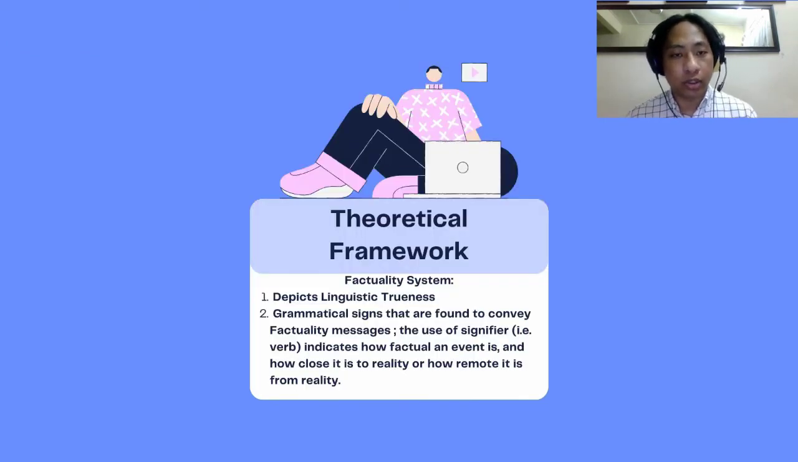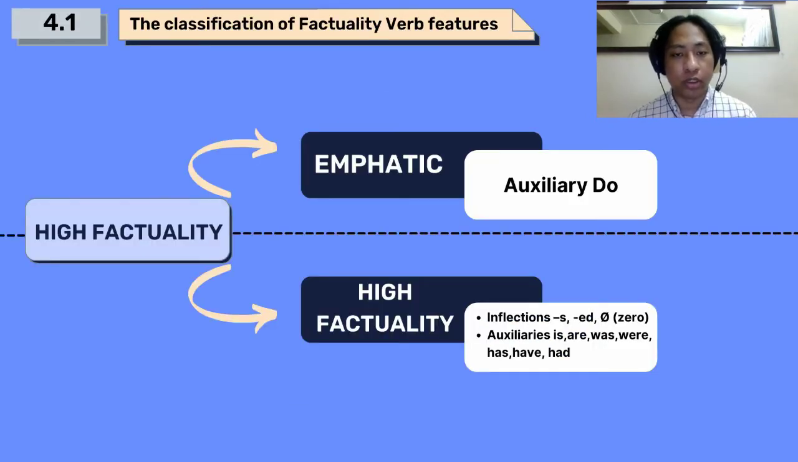Now, our main theoretical framework in the study was derived from the factuality system. The factuality system functions in depicting linguistic trueness through the use of signifiers, such as verbs found in sentences, specifically in our sets of data, to indicate how factual an event is. Hence, the aforementioned functions of the factuality system justify its implementation in our study, as it is also aligned with our objective. Next, we move on to the classification of factuality verb features.